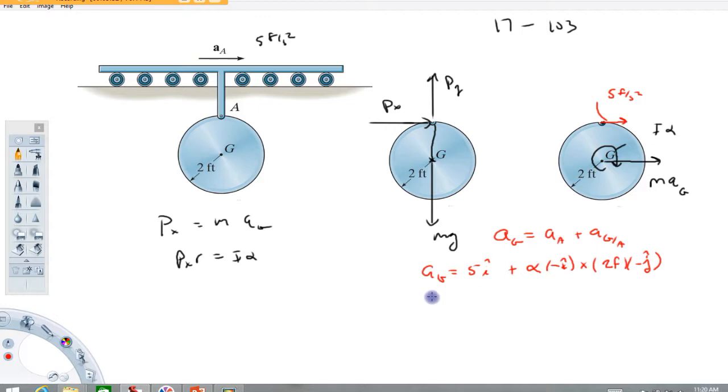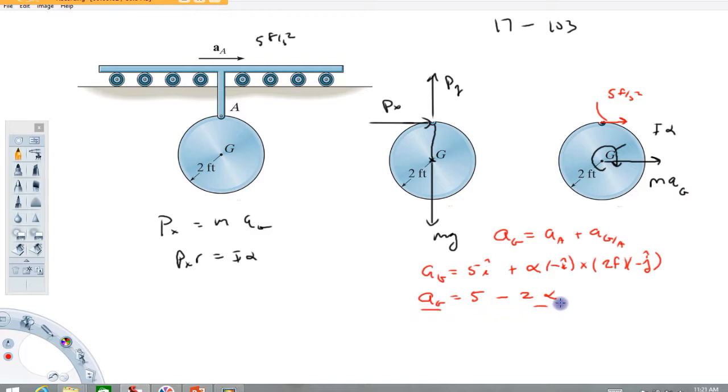So we've got an equation here. The acceleration of g is equal to 5. Now when we do minus k cross minus j, I think this is going to come out to be minus 2 alpha, from minus k cross minus j. Yep. So now we've got a relationship between the acceleration of g and alpha.